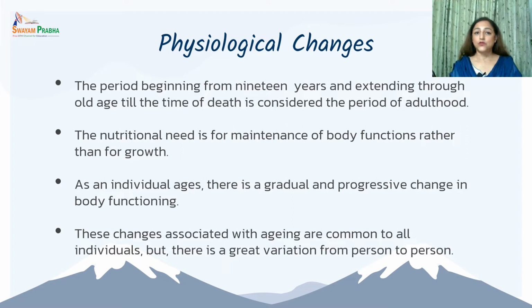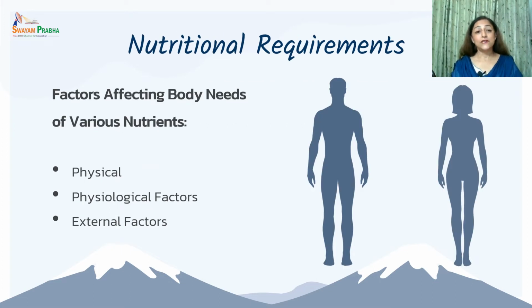So let us see what are those factors. The nutritional requirements of an adult are affected by a number of factors. They can be physical, they can be physiological, or they could be external factors. Physical factors would be such as gender, or some physiological factors which could be either physiological stress, for example, if the person is exercising more, his nutritional requirements will be different, or it could be because of some pathological stress, such as in case of some infection, the needs of nutrients change. And along with that, there are some external factors such as climatic conditions or environmental temperature. All these are some important factors. So let us study all these factors in detail.